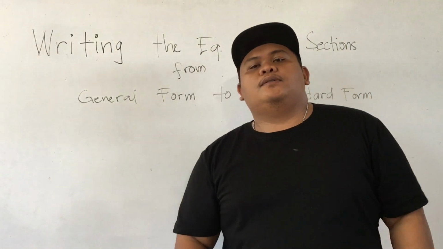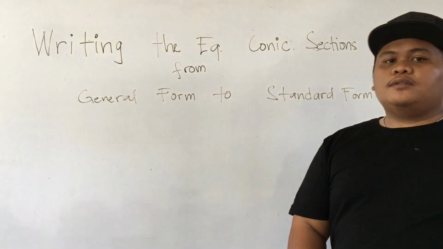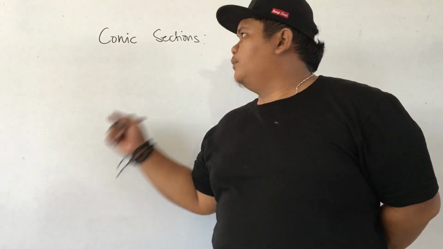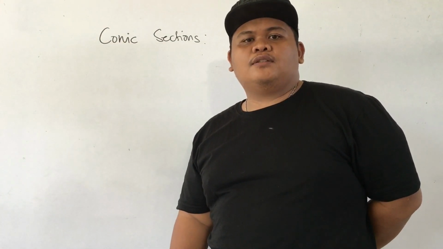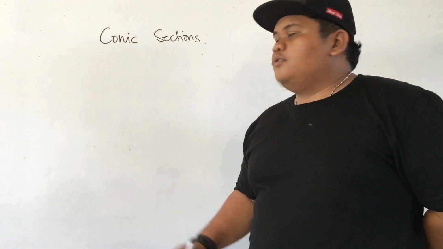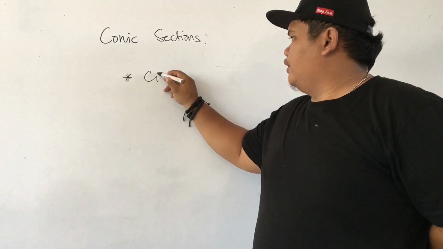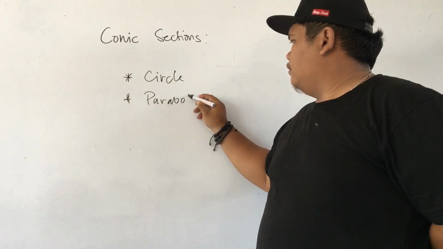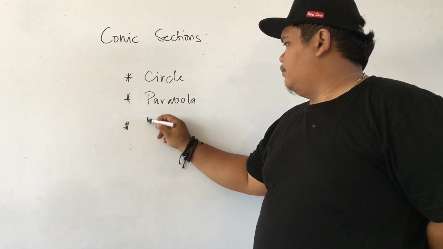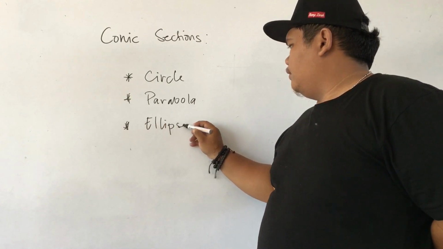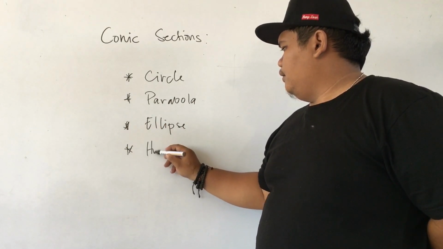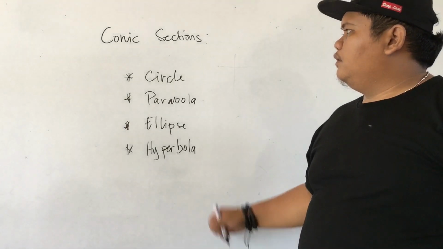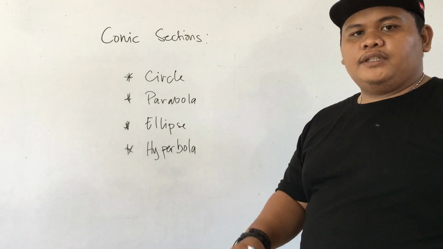The lesson for today is about writing the equation of conic sections from general form to standard form. So first, we're going to talk about what those conic sections are. Conic sections, we have circle, parabola, ellipse, and hyperbola.